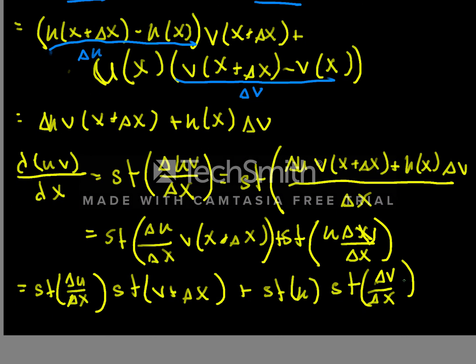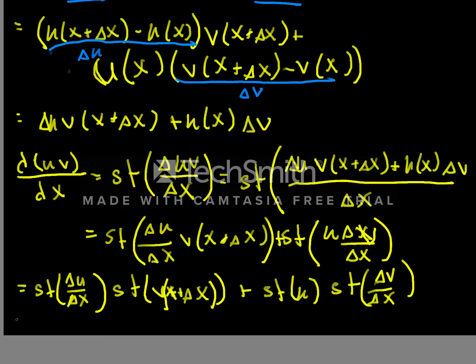So the standard part of change in u over change in x is the derivative of u with respect to x. When I take the standard part of v of x plus delta x, my standard part can distribute through, and the standard part of delta x is 0, so we're good there. And this right here is just u, because that's a real valued function. And finally, this is the derivative.